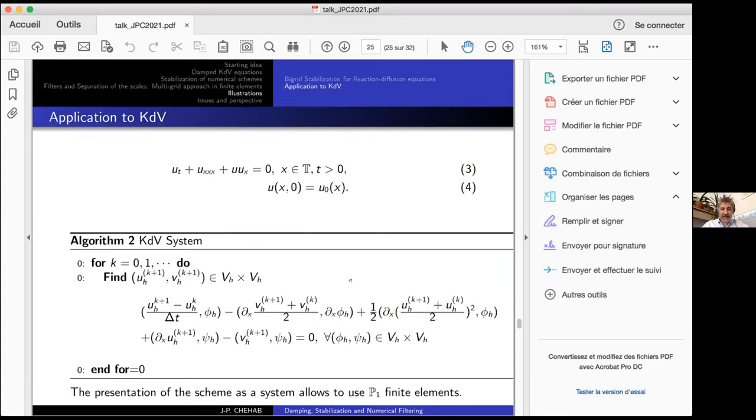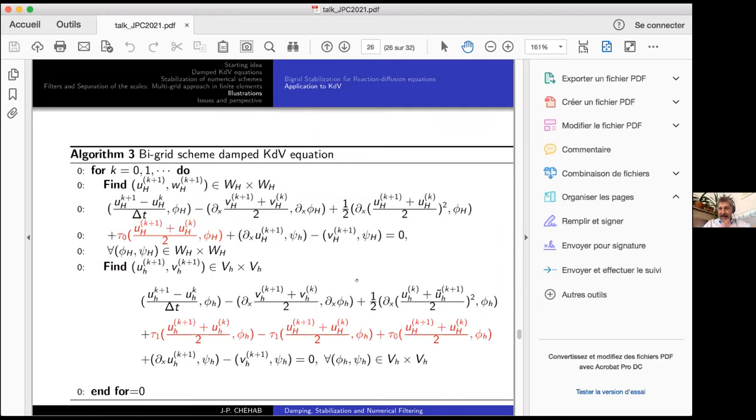Now I go directly to KdV. For KdV, I use a KdV system which allows me to use P1 elements. Now I can display the two-grid approach. The first one, I solve an iteration by an implicit scheme in the coarse space. Then I correct it in the fine-grid space with this one, the terms in red are the damping terms. And there's a competition between the approximation in the coarse grid and the fine grid. And this makes the filter.